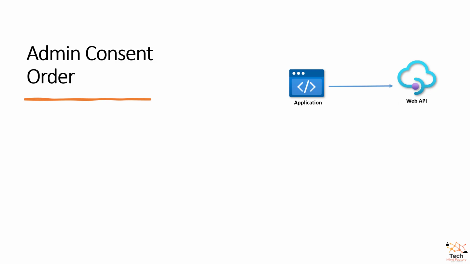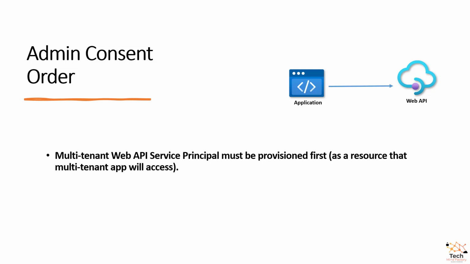We have an application that we'll call web API. So again, the same scenario. The multi-tenant web API service principal must be provisioned first as a resource that the multi-tenant app will access. This is what I mentioned before. If we have such a scenario, the web API service principal has to be provisioned first, then the service principal for the application. So next, the application service principal must be provisioned.